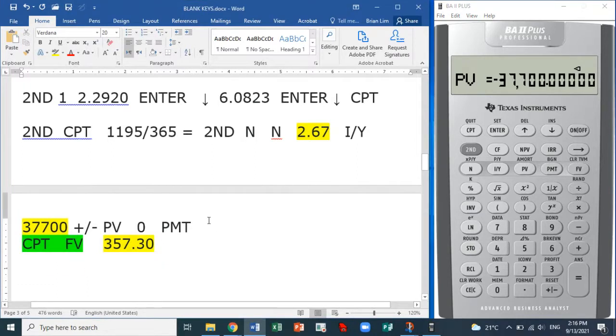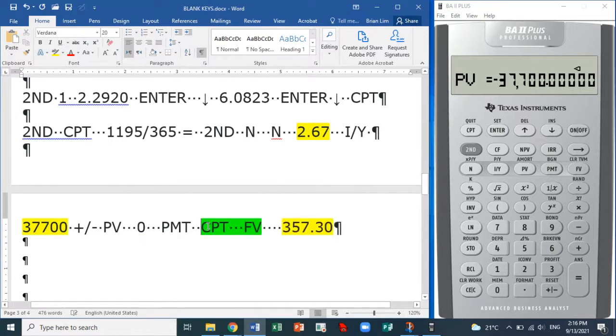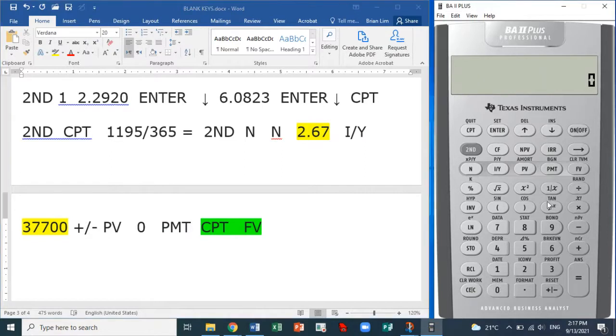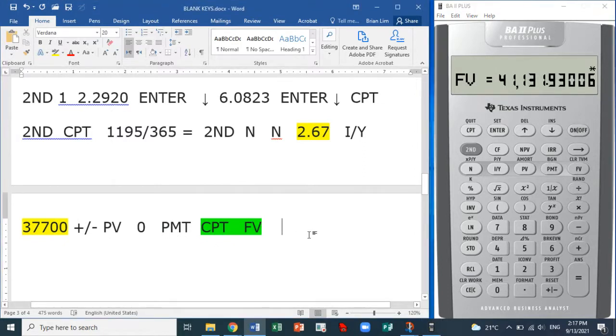Okay, so let's come up here and let us do what we need to do. And we can go now and compute the future value. Of course, this would not be the result. All right, so we have everything. Oh, sorry, 0 PMT, that is important, 0 PMT. We must always put that in. Compute the future value, and it turns out to be 41131.93. Okay, so that is the answer.